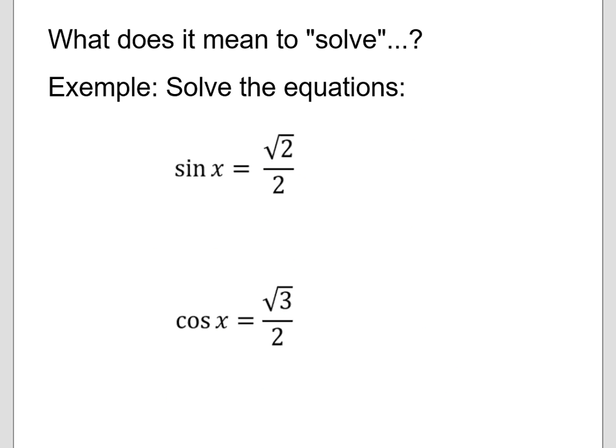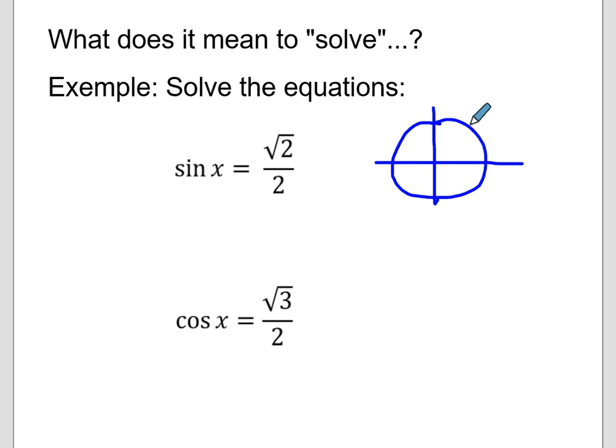What does it mean to solve? It means to find the angle for which either the x or the y coordinate is given. And even if it's tangent, it's going to be y over x. So let's look at the first one. If I'm asking you when is sine x equal to square root of 2 over 2, you have to think about your trigonometric circle.